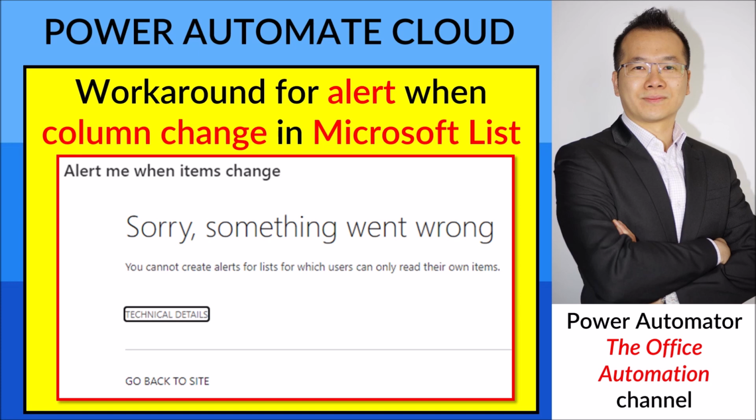So today I will be showing you a workaround for creating an alert when a column changes in Microsoft List. Sometimes when you want to create an alert when your Microsoft List changes, you get this error saying that you cannot create alerts for lists for which users can only read their own items.